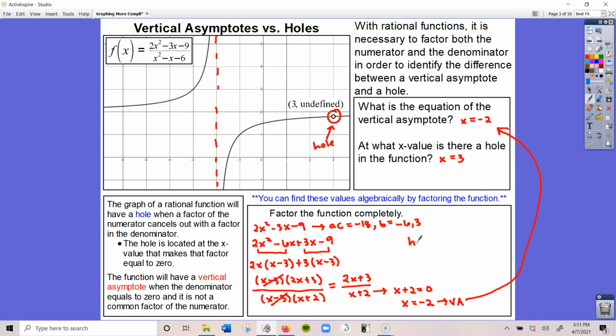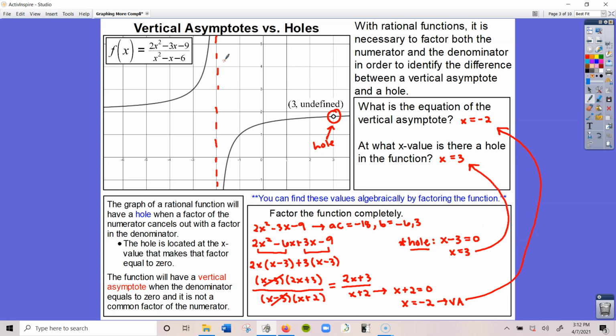Now the hole is found by looking at the factor that canceled. That is the factor x minus 3. And you make it equal to 0 and solve for x. If I add the 3, I get x is equal to 3. So that's where the hole is located, which is what we got here.